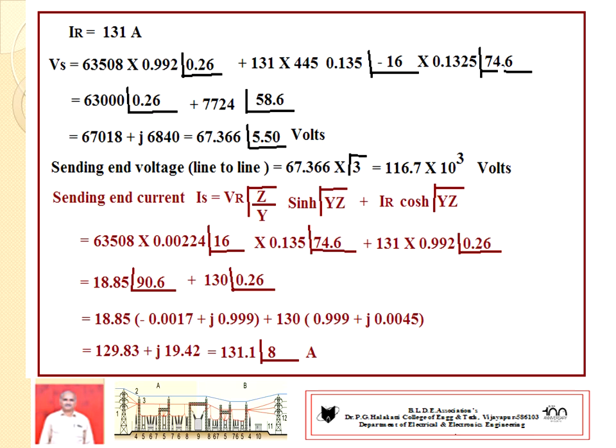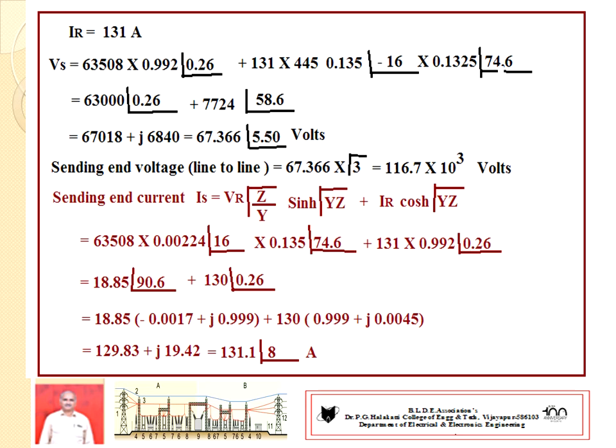Then you go for your final expression. Write the Vs expression in terms of VR, IR and the cosh series and sinh series. Substitute respective values. Finally, I get Vs, the sending end voltage per phase, equal to 67,366 with an angle of 5.5 volts. This is the sending end voltage per phase. If I require the sending end line value, then you multiply by root 3. So you get 116.7 into 10 to the power of 3 volts.